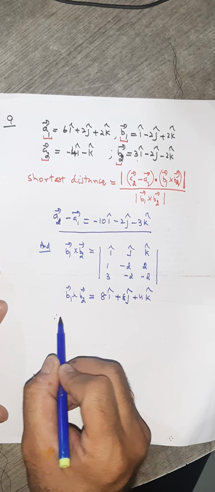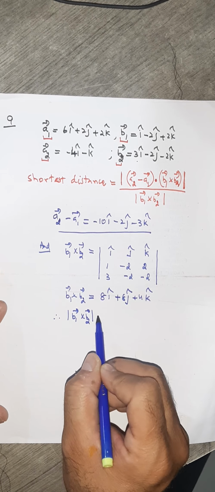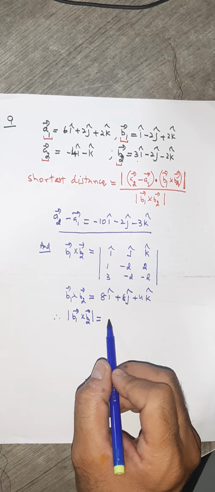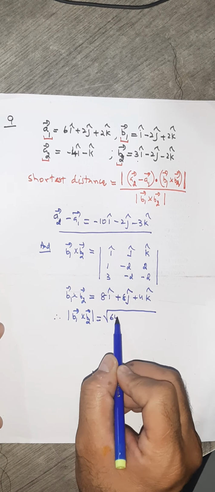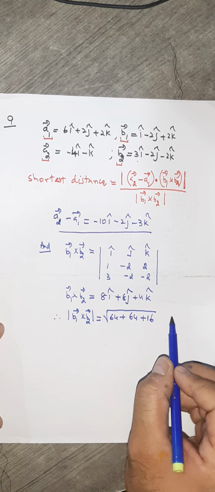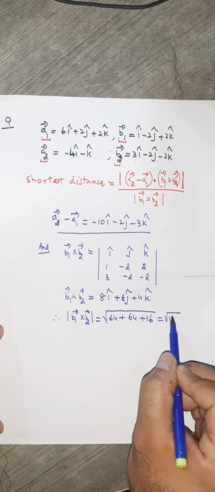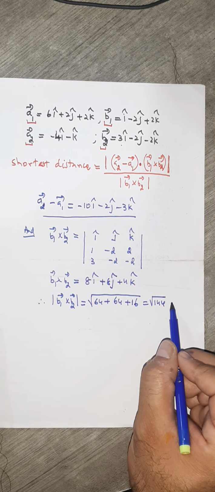Now its magnitude, so the magnitude of b1 cross b2 equals root of 64 plus 64 plus 16. So you will get root 144, which is nothing but, we know, 12.